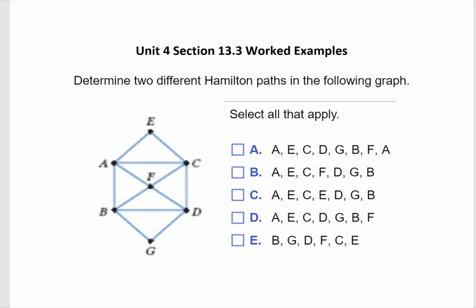Unit 4, Section 13.3 Worked Examples. Determine two different Hamilton paths in the following graph. Remember, a Hamilton path goes through each vertex one time.